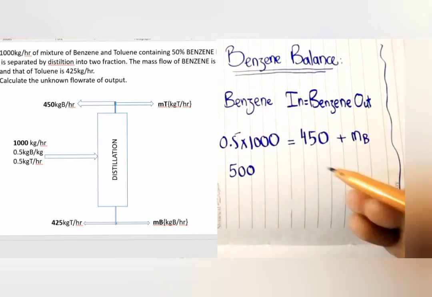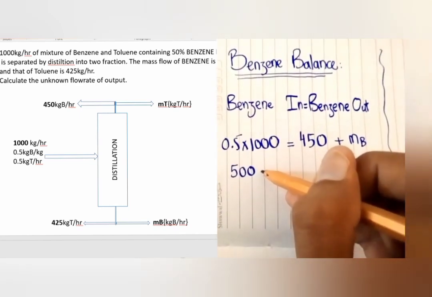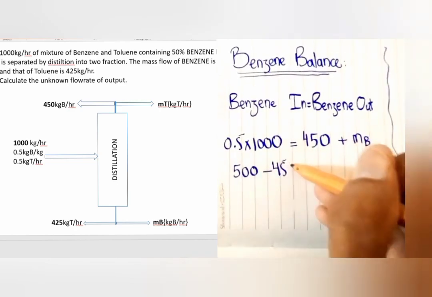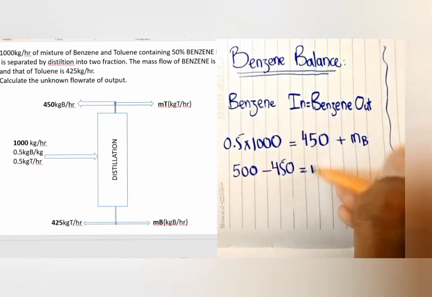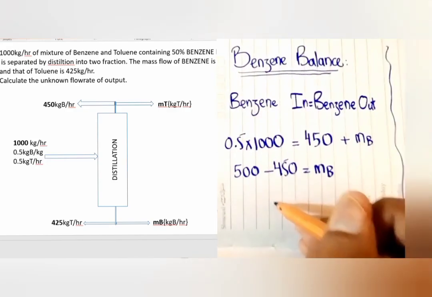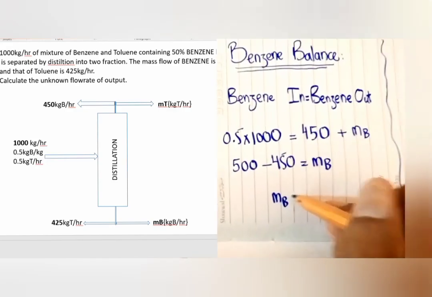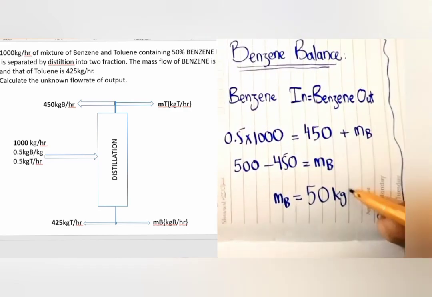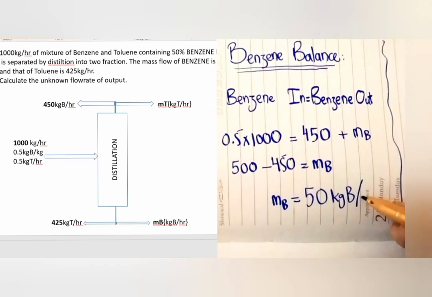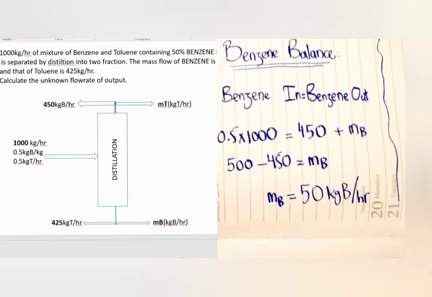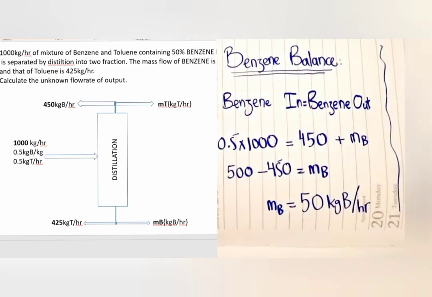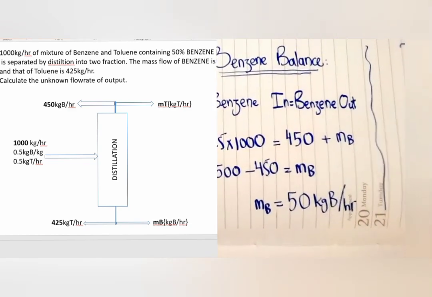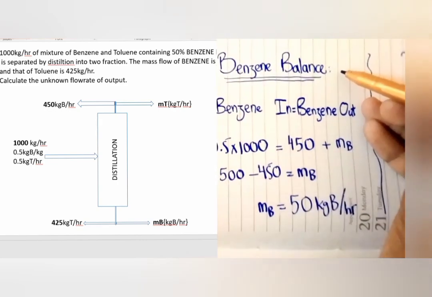Now we multiply 0.5 into 1000 and get 500, and we move the 450 to the left hand side, where it becomes minus 450. As we have to estimate MB, 500 minus 450 means 50 kg B per hour. So the bottom section is solved now. The MB value is 50 kg per hour. What we did was apply the mass balance on benzene.